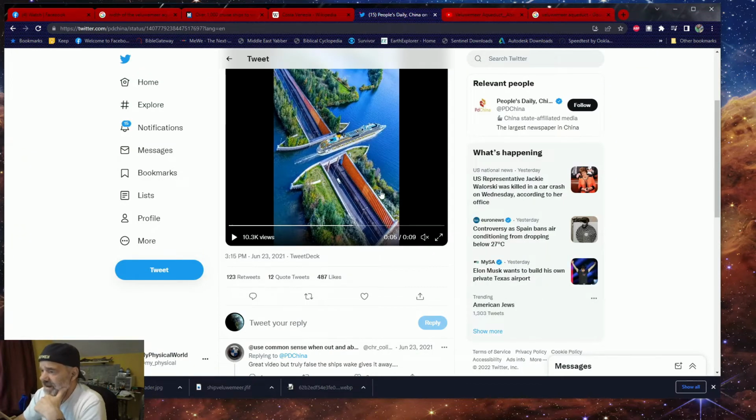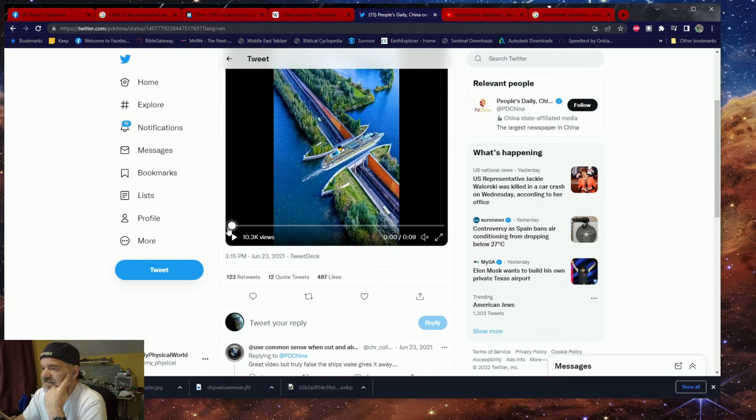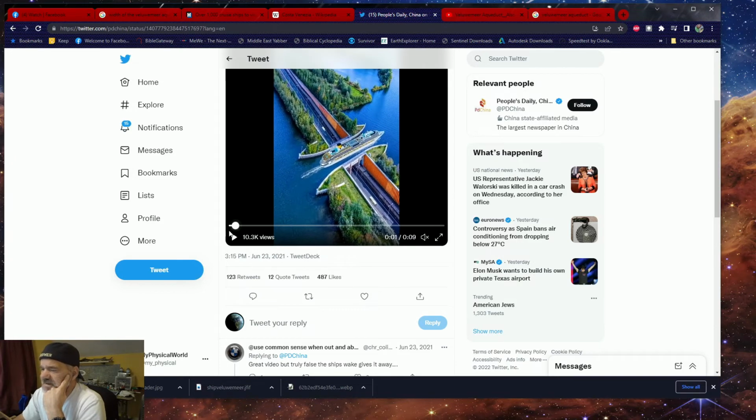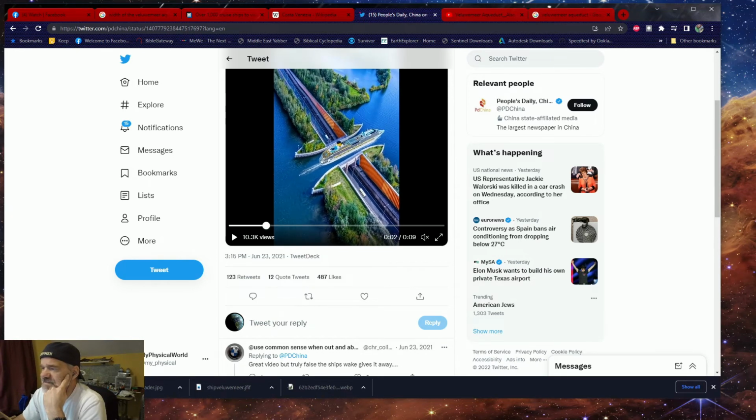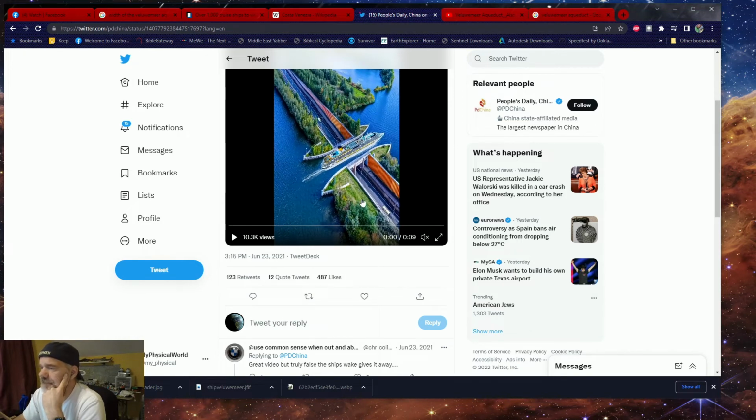Okay? And I'm not going to say the name of the site, but you could probably see the picture, the name of the site. But this is the animation. And I'm not going to play it. Okay, I'm just going to slide it. But you're going to notice they have an animation of the ship going through the aqueduct.